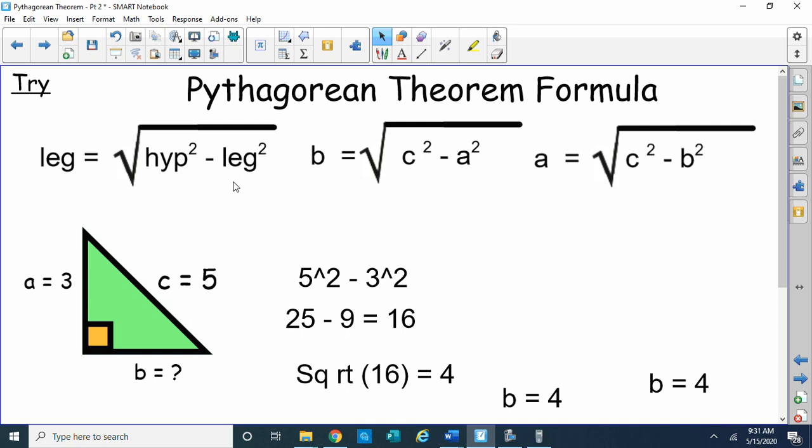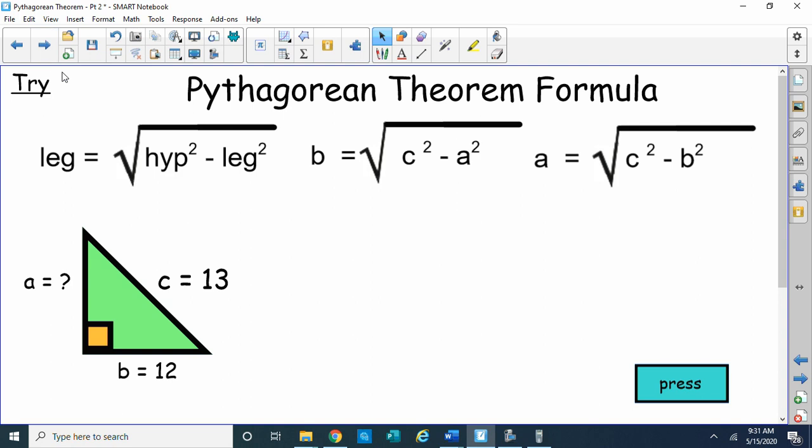It's a lot alike, but the only difference is when you're looking for a leg, you have to subtract from the hypotenuse. And a quick note about the hypotenuse: it's always the largest number. So you subtract the other number squared from the largest number squared, and then take the square root, and you're done. So here's one for you.